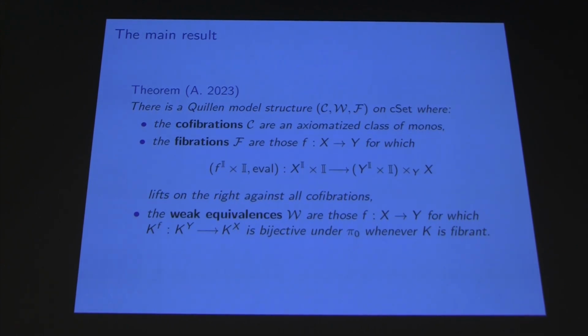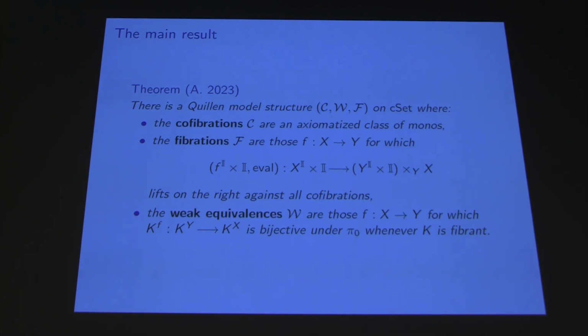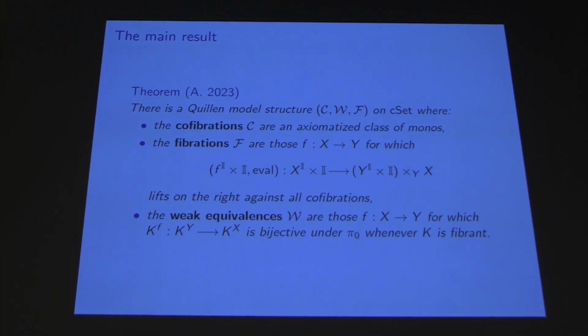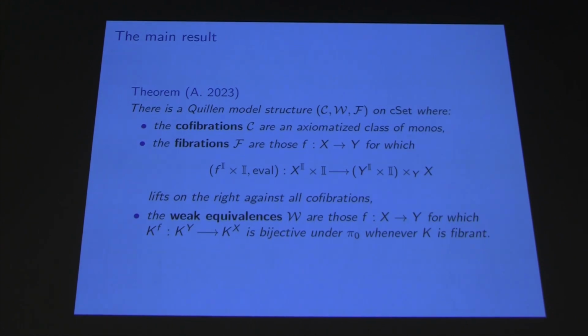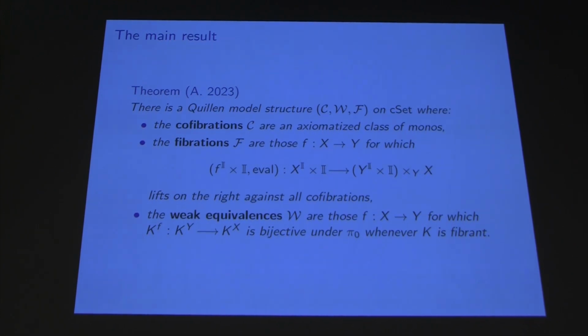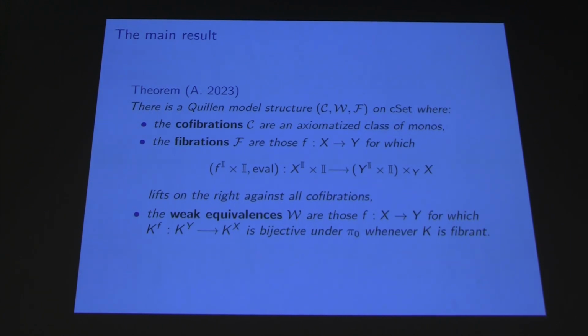The weak equivalences are what they have to be, namely the composites of trivial cofibrations and trivial fibrations, but they can also be described independently by this kind of bijectivity under pi0, bijective on connected components when you post-compose with a map into a fibrant object. That's a kind of familiar condition. Maybe if you're familiar with Joyal's model structure for quasi-categories, this is the same notion for the weak equivalences.